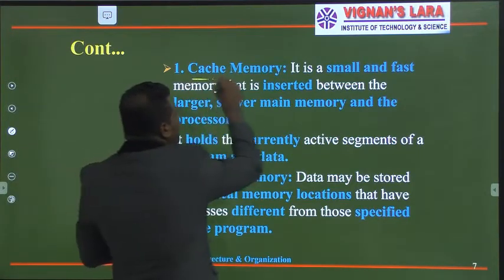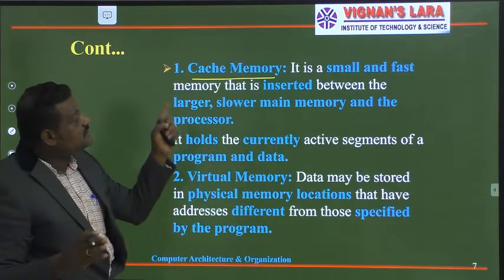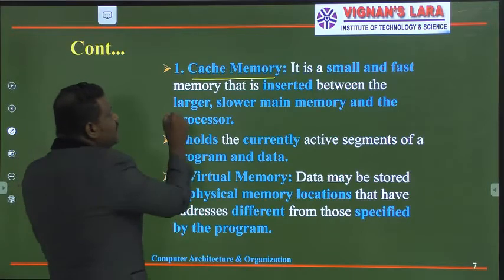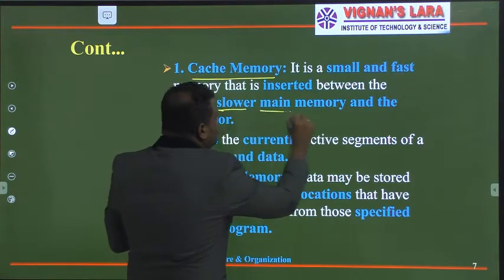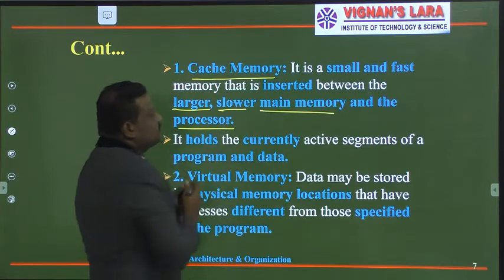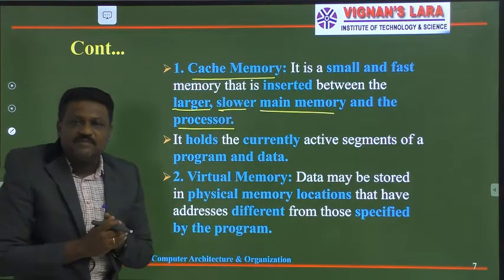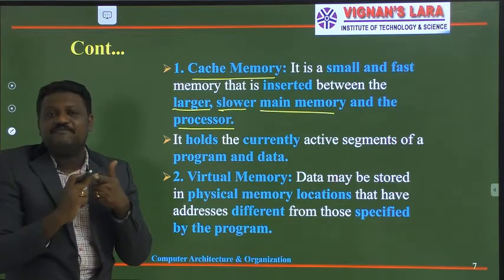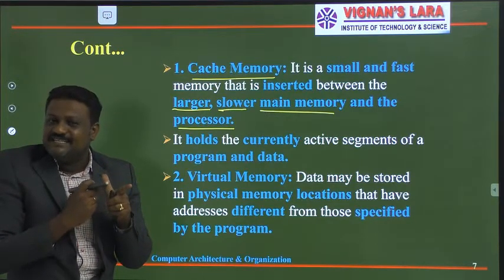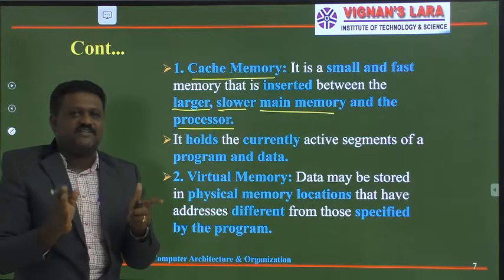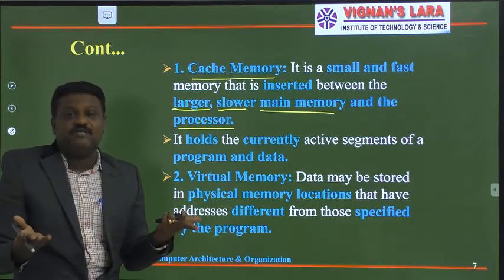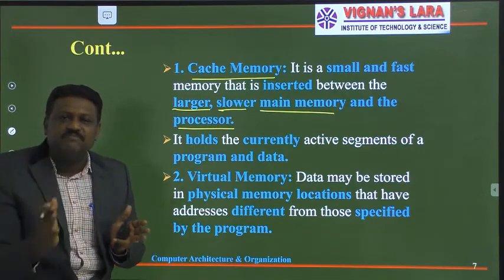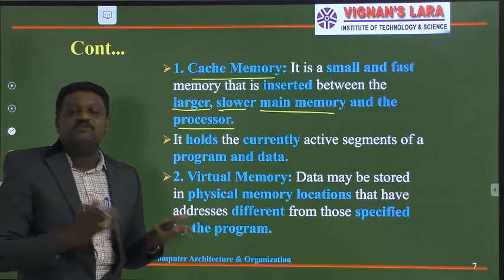So one is a cache memory. What is this? It is a small and fast memory. It is inserted between a larger, slower main memory and the processor. So what a cache memory is: one thing, it is a small memory. Second thing, it is a fast memory. Where can we put this particular memory? I insert this cache memory in between my main memory and the processor. What's the use of that?